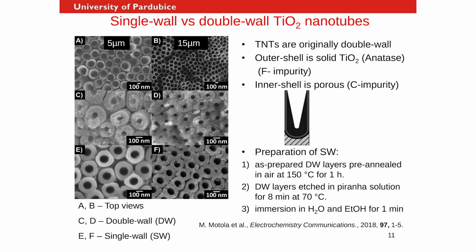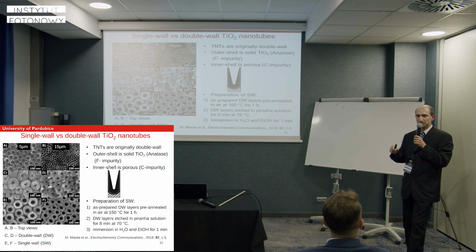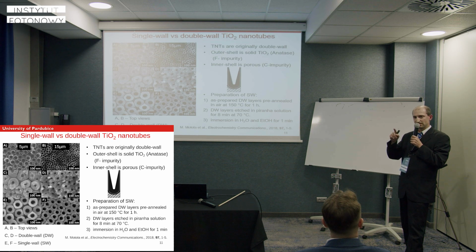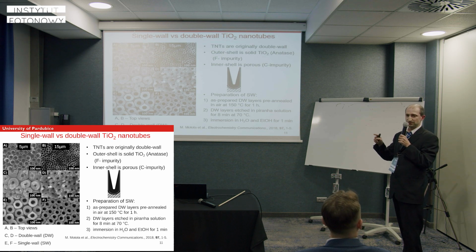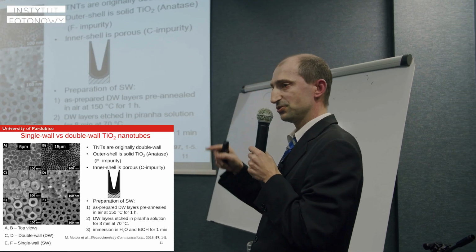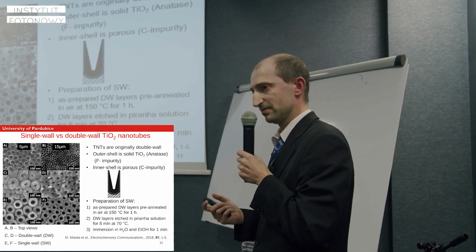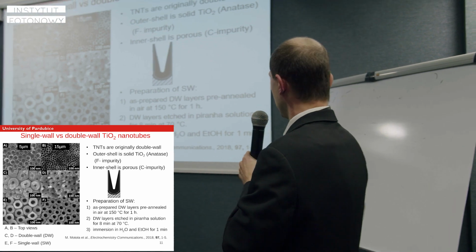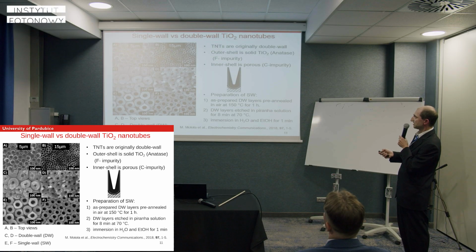Also, the nanotubes are usually a double wall system. That means that it has two shells, an inner and an outer shell. The inner shell is a porous material somehow. The outer shell is a compact titanium oxide. Okay, and then you can see it here on the SEM figure.